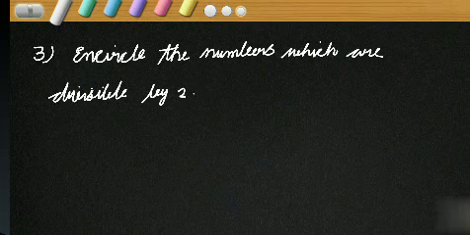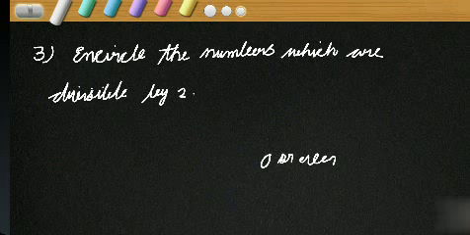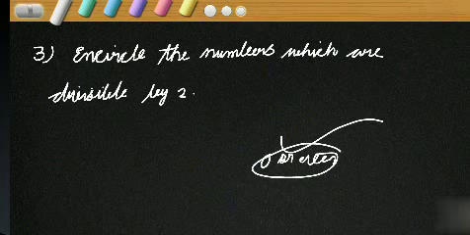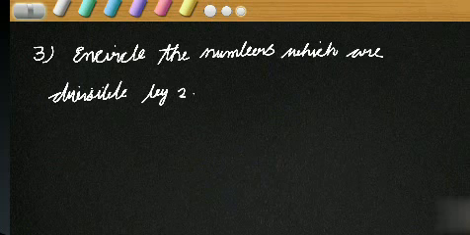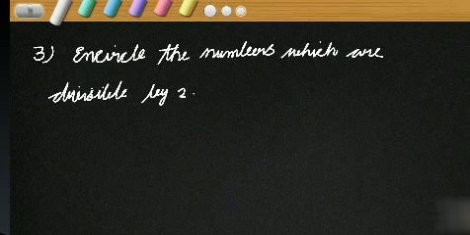Okay. For doing this, we should know the rule of divisibility by 2. What is the rule of divisibility by 2? A given number is divisible by 2 if its last digit is 0 or an even number, isn't it? This is the rule of divisibility by 2. A given number is divisible by 2 if its last digit is either 0 or an even number. So such numbers only would be divisible by 2.